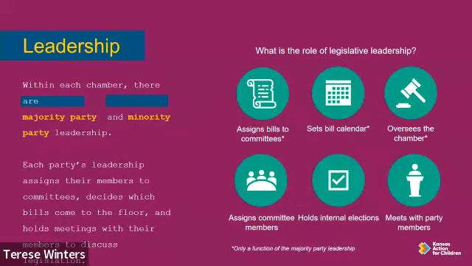Within each chamber, there is leadership in each party. The majority party is in leadership, and then the minority party also has their leadership. They have elections at the beginning of sessions to determine the people who will assign people to committees. Majority leadership assigns bills to committees and determines what's heard on the House and Senate floor, so what bills can get voted on and discussed.